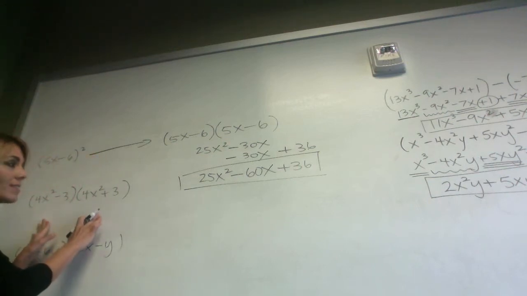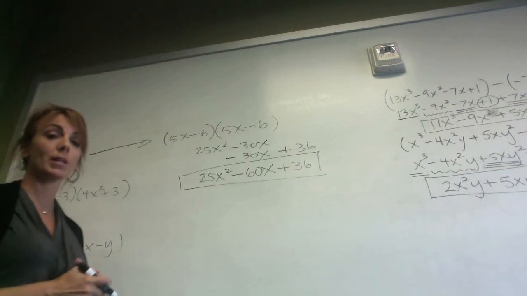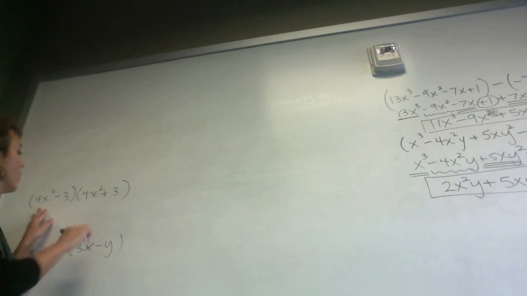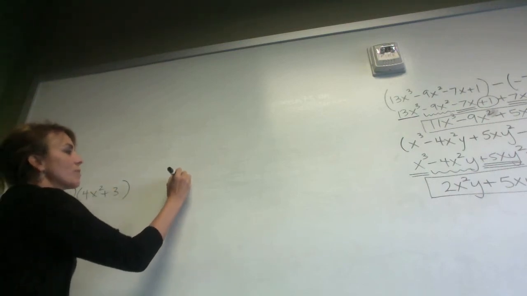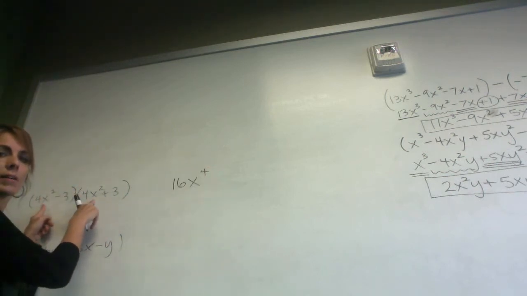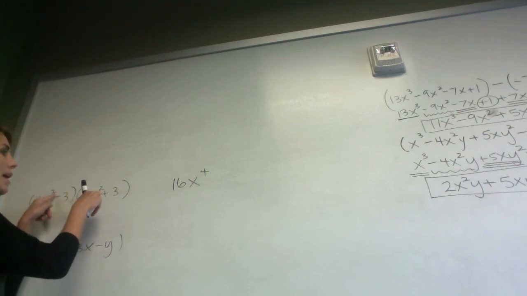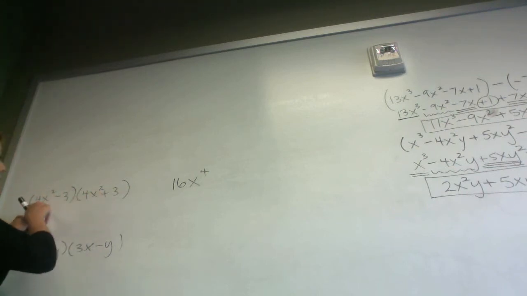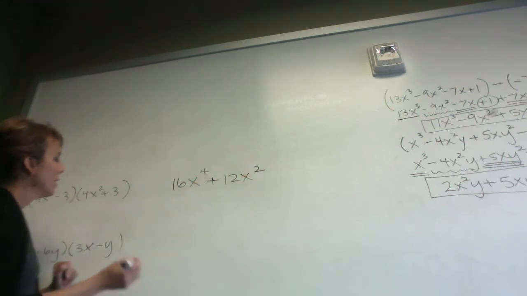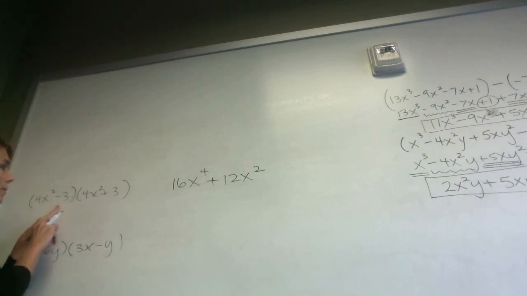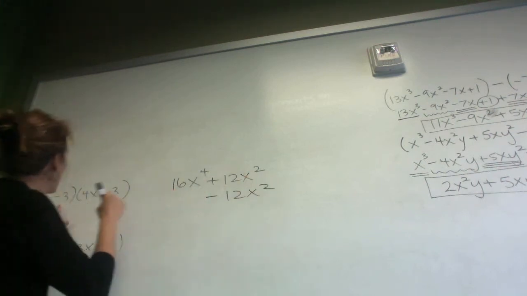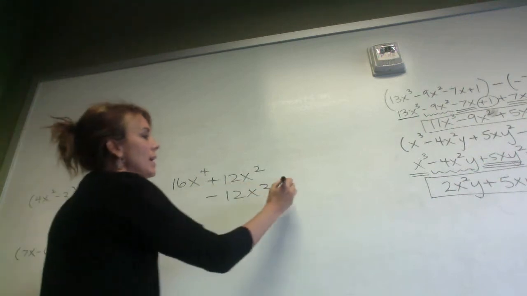Okay, for this next example, we're doing the exact same thing, and we're going to see something unusual happen here. Let's go ahead and try. Okay, we ready? 4x squared times 4x squared gives us 16x to the fourth. Remember that when we multiply bases that are the same, we add the exponents. So 16x to the fourth. Now 4x squared times 3 is a positive 12x squared. Then we come to this negative 3 and work through. Negative 3 times 4x squared gives me a negative 12x squared. And negative 3 times positive 3 gives us a negative 9.